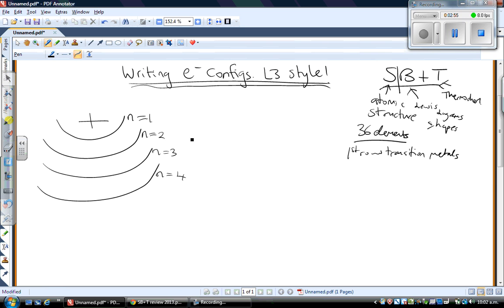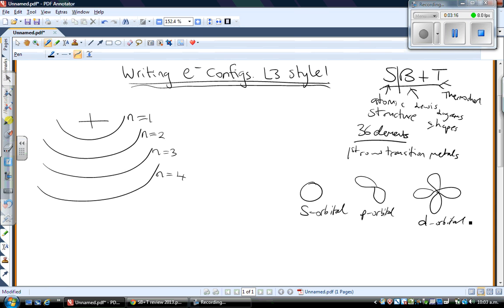If I just draw that really quickly here, an s orbital is spherical, so that's an s orbital. A p orbital was shaped like a dumbbell, so that's your p orbital. And then a d orbital was shaped like a double dumbbell, so that's the first dumbbell, and that would be the second. That's your d orbital.